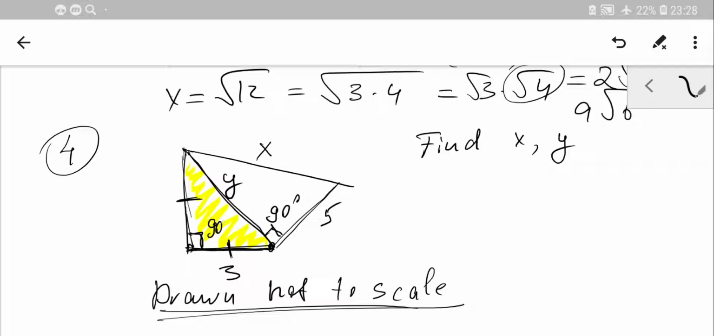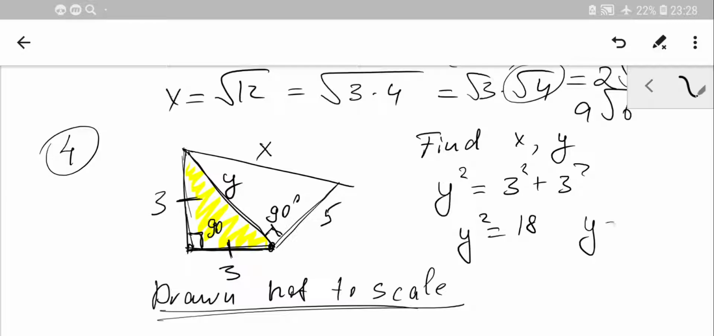We can figure out y, just simply write it, because this side is also 3. We can write Pythagoras, okay? According to Pythagoras, y squared is 3 squared plus 3 squared. So y squared is actually 18, right? So y is square root of 18, or because 18 is 2 times 9, if we figure out the square root of it, we'll get 3 square root of 2. Just again, see the topic, how to work with indices.